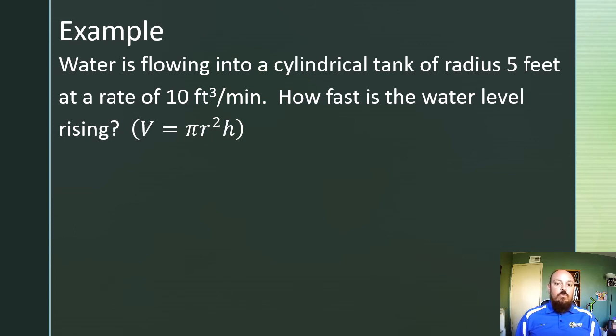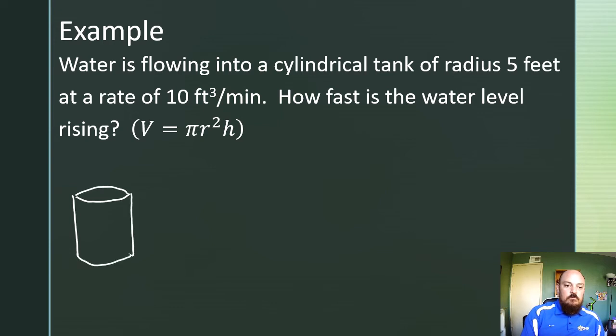Now, water is pouring into a cylindrical, that means a cylinder-shaped tank of radius 5 feet at a rate of 10 cubic feet per minute. How fast is the water level rising? And then I gave you the formula for volume of a cylinder. So let's start with a picture. I'm going to draw a cylinder. Cylinder is like a can shape. And there's some water in it.